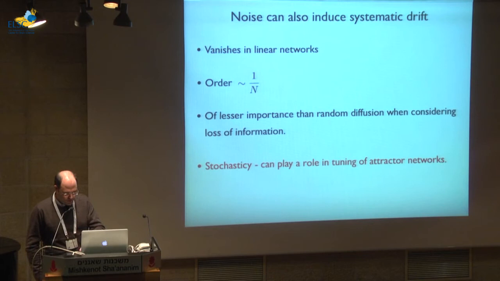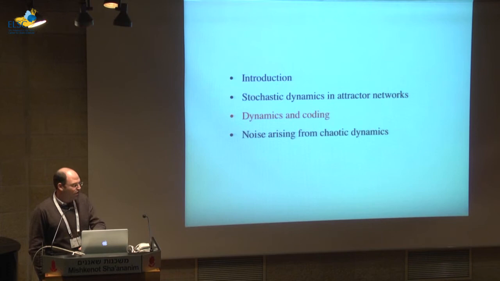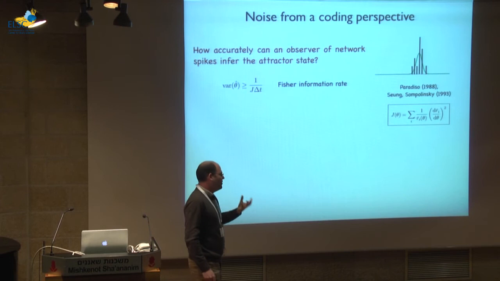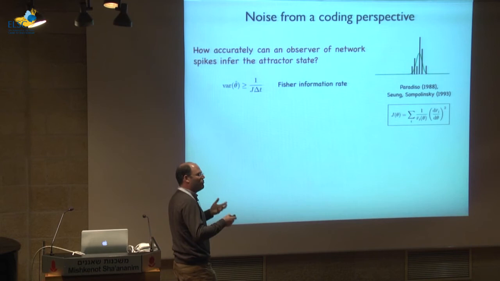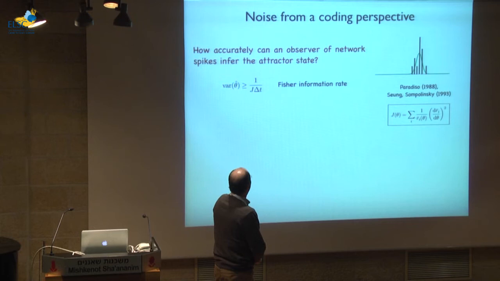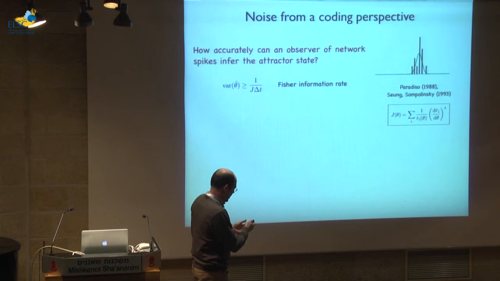Okay, I'm going now back to random diffusion. This whole random diffusion is a result of stochasticity in the network. But when we think about activity of neurons in a certain brain area, there is another aspect of the noise which we are much more used to thinking about. And this is the effect of noise on coding. So what do I mean by that? Imagine that the bump here is not moving. It's still. Just ignore the diffusion for a moment.